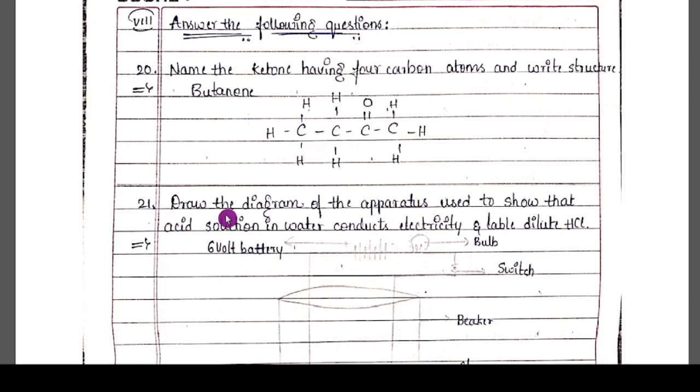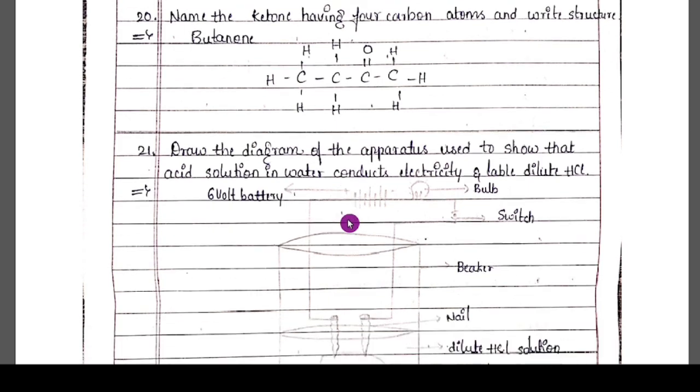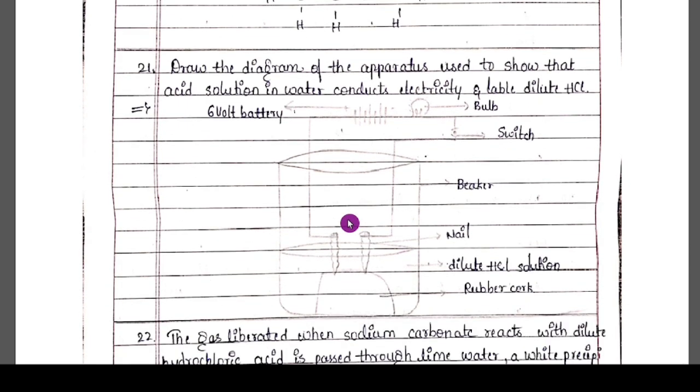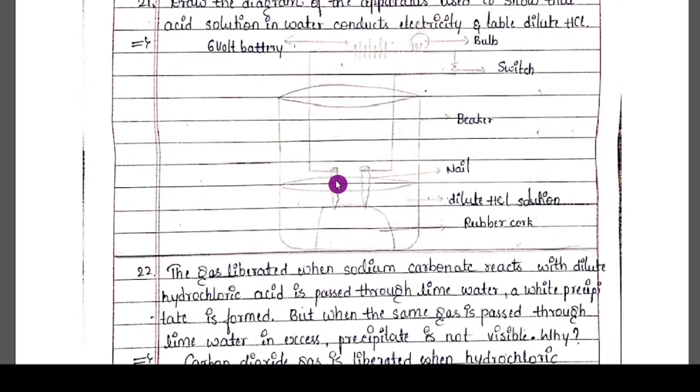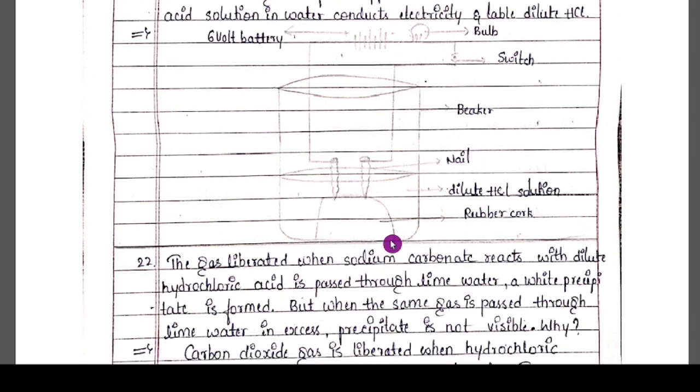21st question, draw the diagram of the apparatus used to show that an acid solution in water conducts electricity, and label the dilute HCl. Here I have given the figure, and the naming also I have given.